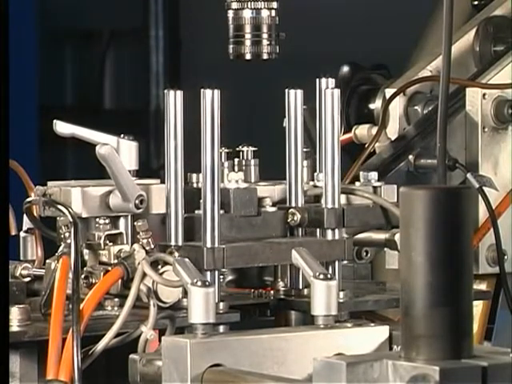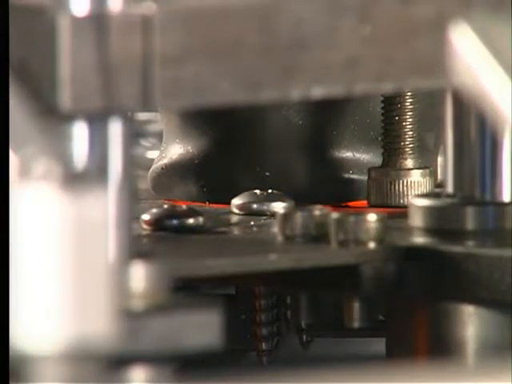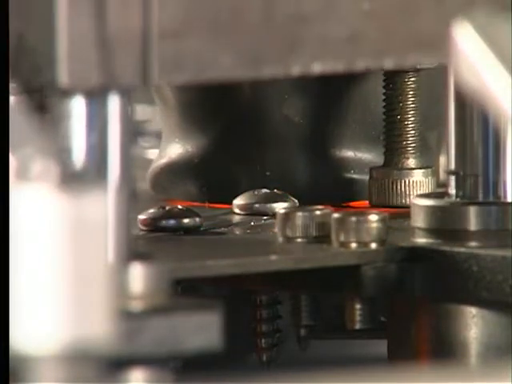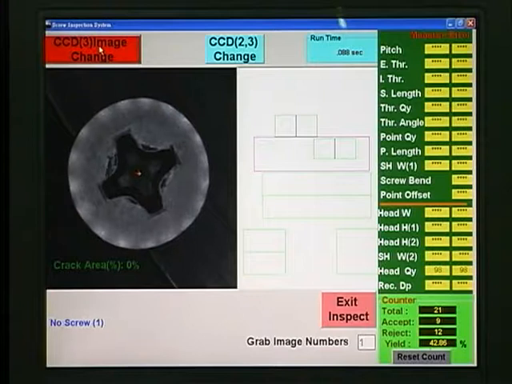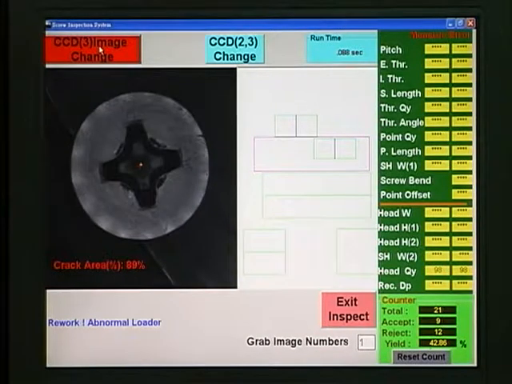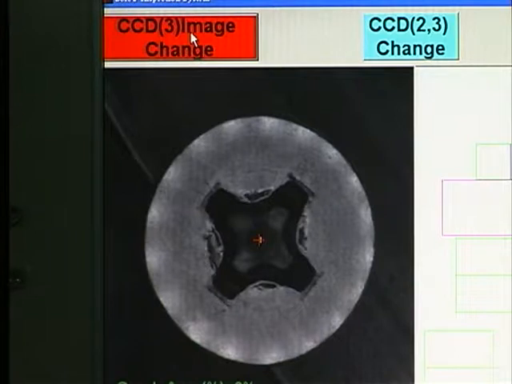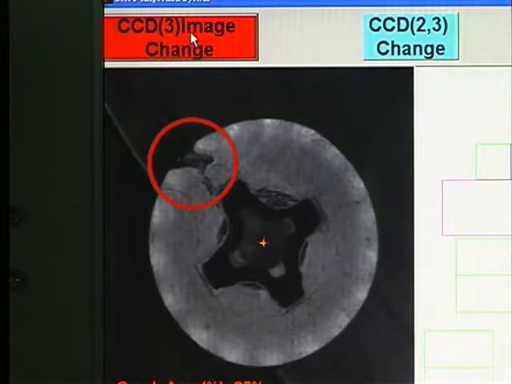The CCD3 grabs the image of the head from above. Aerial measurements are determined from the grabbed image using mathematical tools. Then they are compared with the reference data set in the program. When the difference between the two values is larger than the set tolerance, the screw is identified as one with a head crack and is rejected by the program.